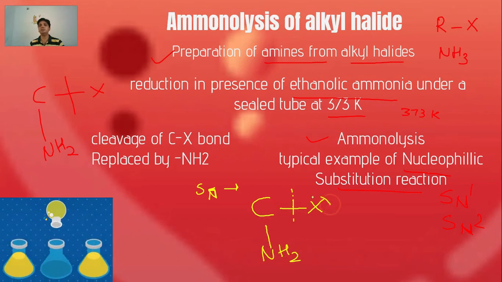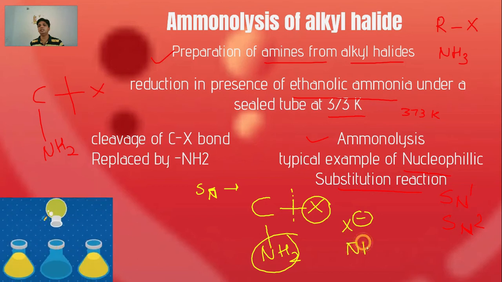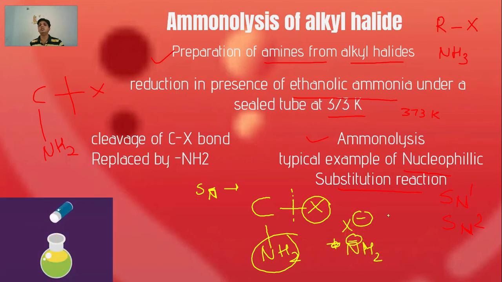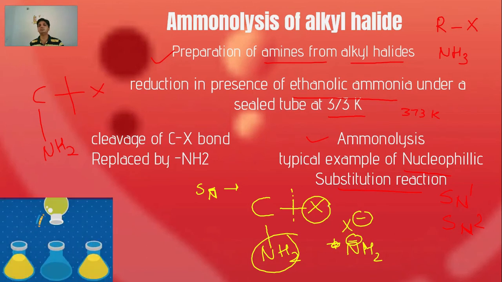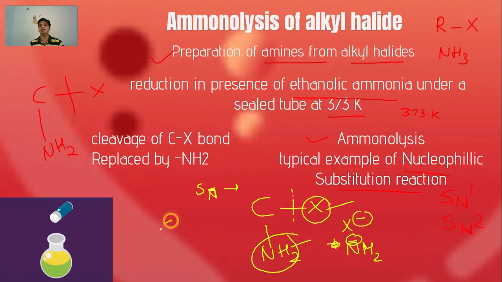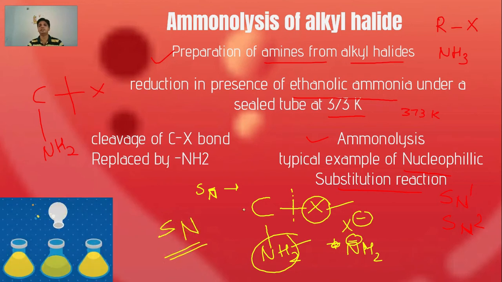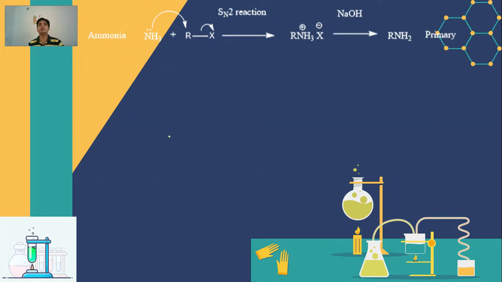So there is substitution of X by NH2, and again X is a nucleophile and NH2 is also a nucleophile. So a nucleophile is substituted by a nucleophile. That's why it is a prime example of a nucleophilic substitution reaction. Let us look at the reaction.